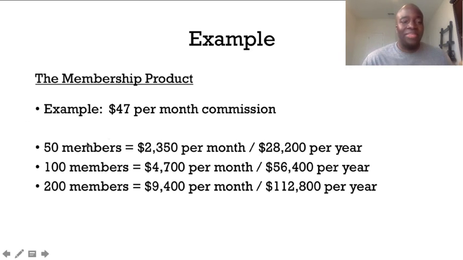Absolutely. Even at 50 members, guys, $2,300 is nothing to sneeze at. And when you think about 50 members, when there's millions and millions of people in our market space, to get 50 people to sign up for something, it's not that far-fetched and definitely possible.